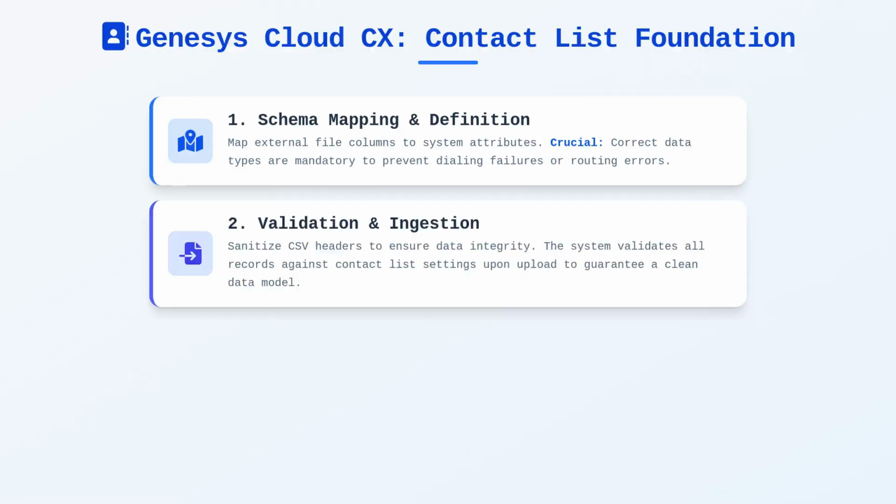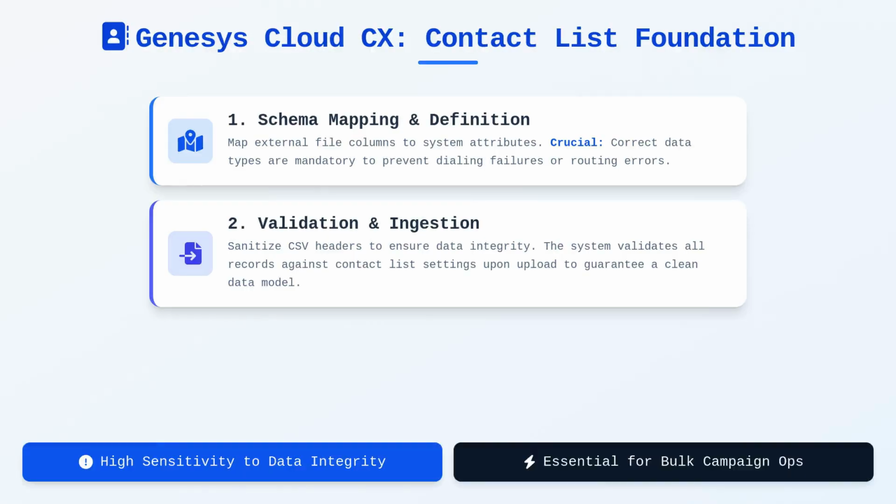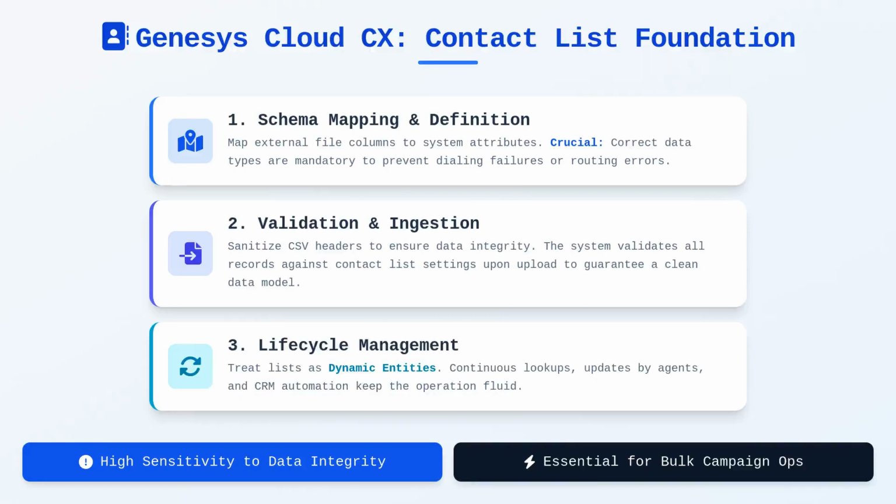Once the file is uploaded, Genesys Cloud validates the records against your defined contact list settings. You should treat the contact list as a dynamic entity rather than a static database, as agents and automated processes will be performing lookups and updates on these records continuously. If your organization relies on external CRMs, you might consider automated list management, but the core import mechanism remains the essential starting point for bulk campaign operations. Always verify that your CSV headers are properly sanitized to prevent ingestion issues, as the system is strictly bound by the integrity of the provided data model.